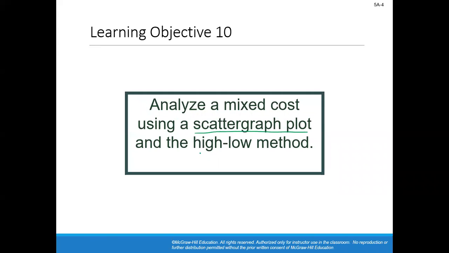One approach is the high-low method. We like to use this approach to identify how much of this cost is fixed and how much of this cost is variable. Okay, so you have got the idea. Let's try to explore.